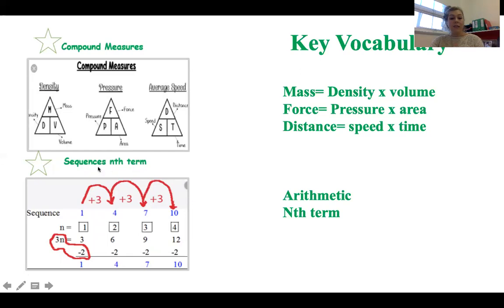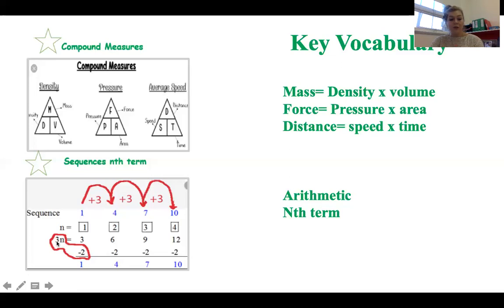For sequences, being able to find the nth term, we are concentrating on something called an arithmetic sequence here. So you can see that the numbers in this sequence are going up by a constant amount of 3. This tells us that it is arithmetic because the increase of the sequence is a constant amount. It may also be a decrease, that's okay. And we would find the nth term by using the formula for the sequence. So we would first of all find the difference in the sequence, which would be 3.